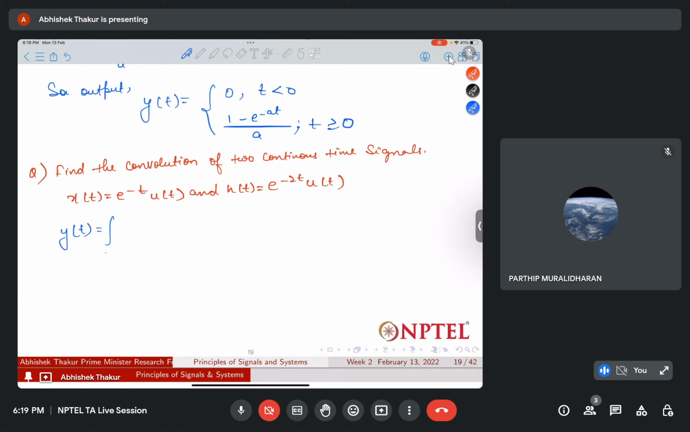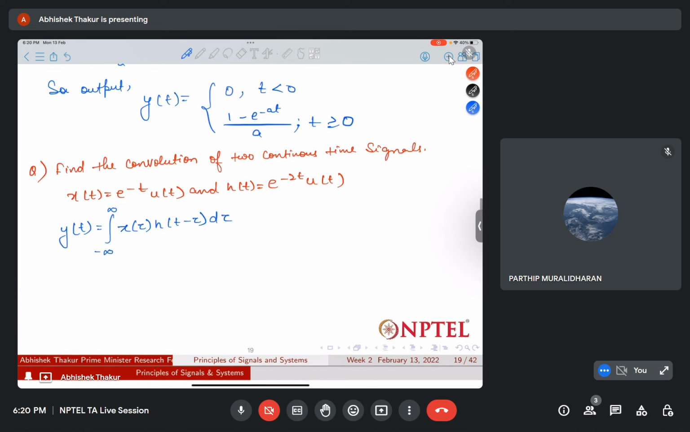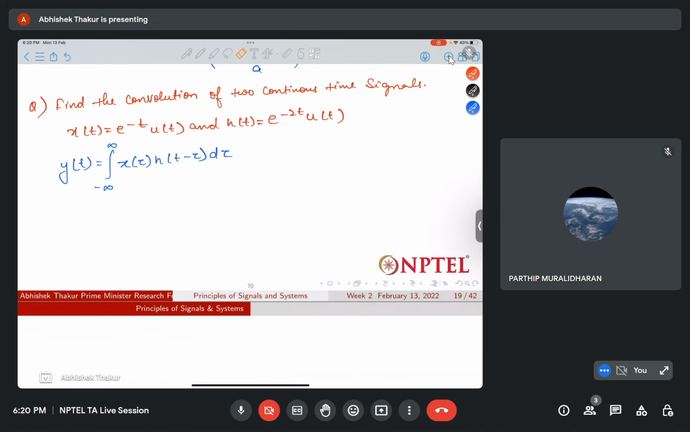So the formula of convolution is integral from minus infinity to infinity x(tau) h(t minus tau) d tau. Here you will get integral from minus infinity to infinity, x(tau) is e to the power minus tau u(tau), and h(t minus tau), what will it be? It will be e to the power minus 2 (t minus tau) into u(t minus tau) d tau.